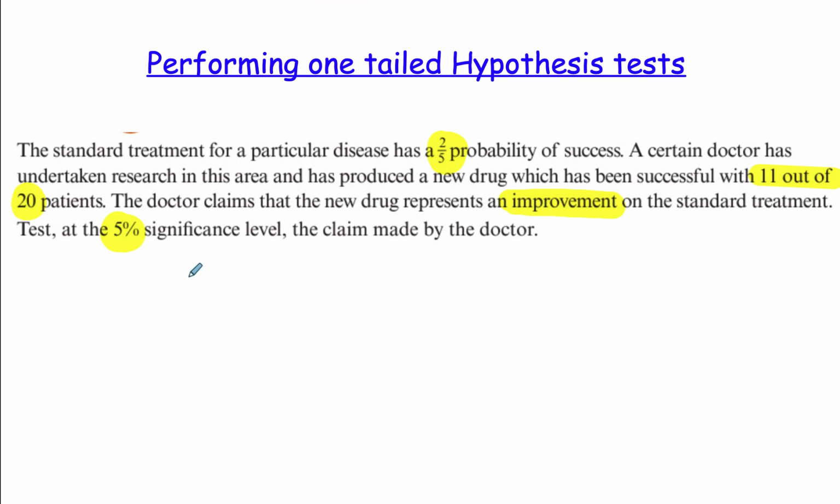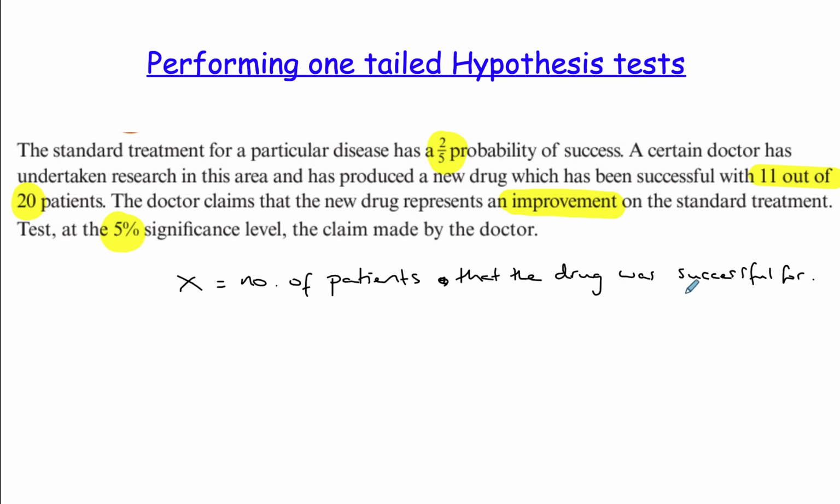So the first thing that I'm going to do is state that X is the number of patients that the drug was successful for. Okay, so that's our test statistic. I'm then going to say that this X fits a binomial distribution, and in this case we have a sample of 20. And I like to write down the probability in here because that's how we do it for a binomial distribution. And we're assuming that that's 2/5.